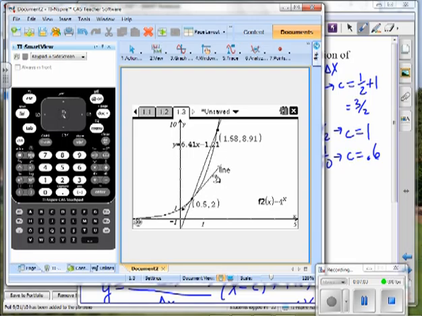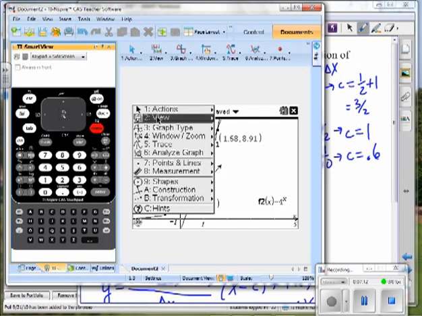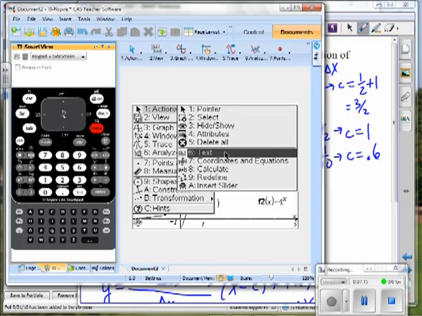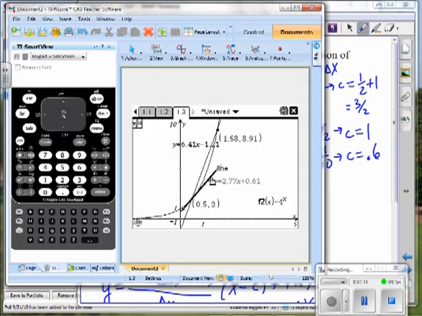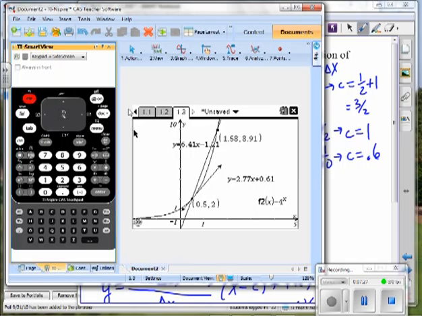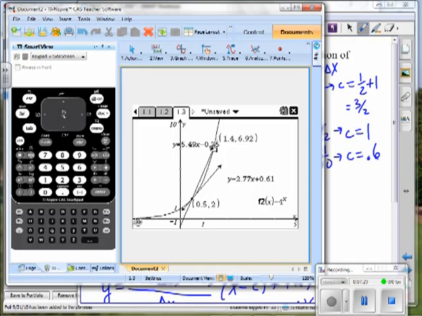How do I determine the slope? Because actually, how do I determine the equation of that tangent line? Menu, actions, same thing, right? There's the slope of that tangent line. So as I move this point closer and closer to my original point, the slope of the secant becomes closer and closer. The slope of the secant becomes almost how much? 2.77. Okay.